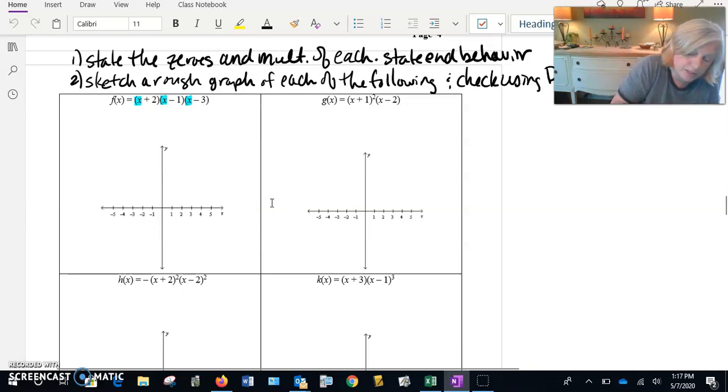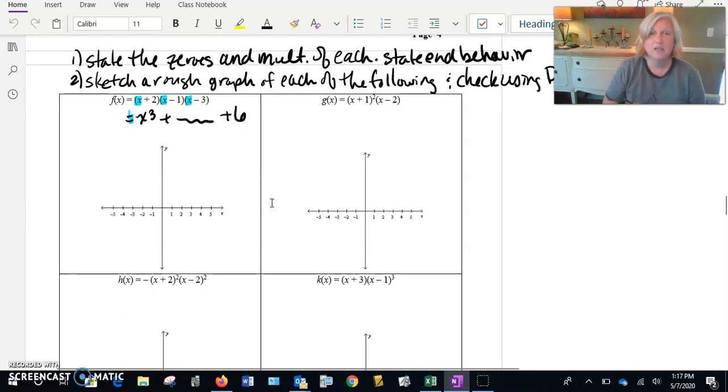And so if I were to multiply it out, it would be x cubed plus a bunch of stuff. And then the constant at the end would be the constants 2, -1, and -3, which would give me +6. So you actually can do that kind of in your head. And why would I want those two things? Degree, lead coefficient, and the constant term gives me my y-intercept.